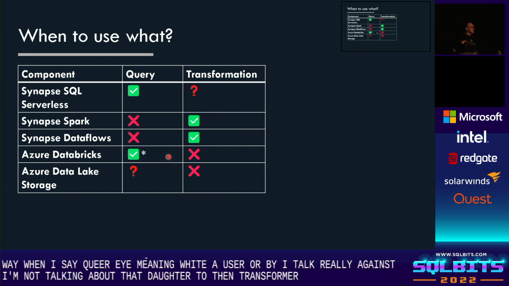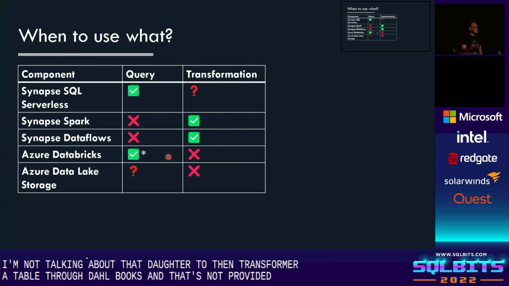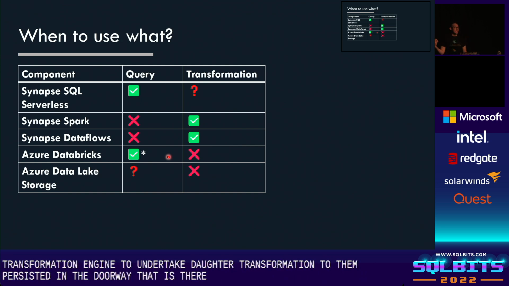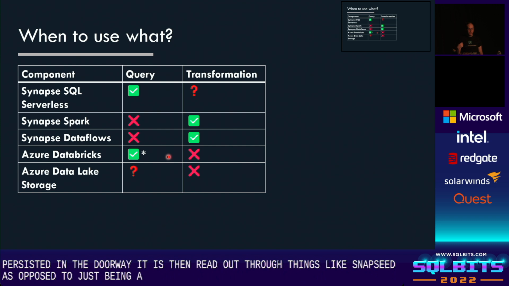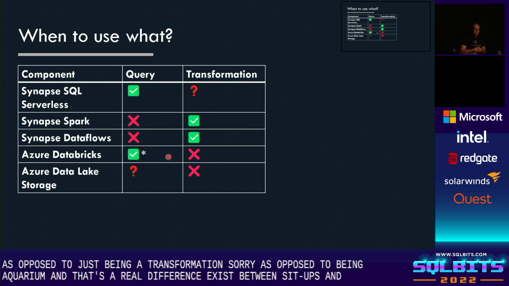So if you're familiar with Databricks, you'd be familiar with the idea that you can actually query a table through Databricks. And that's not really a capability that's provided under Synapse Spark. So we see Synapse Spark as much more of a transformation engine to undertake data transformation to then persist it in the data lake that is then read out through things like Synapse SQL Serverless, as opposed to being a query engine. And that's a real difference that exists between Synapse Spark and Azure Databricks.